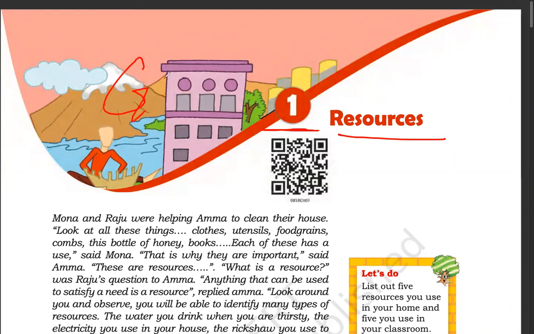So it is a geo chapter. Geo is basically geography, right?